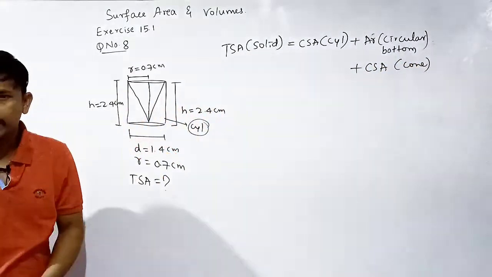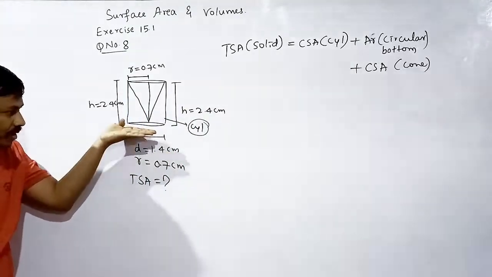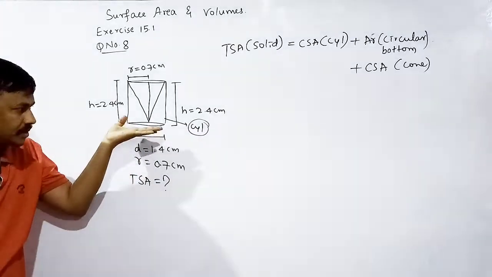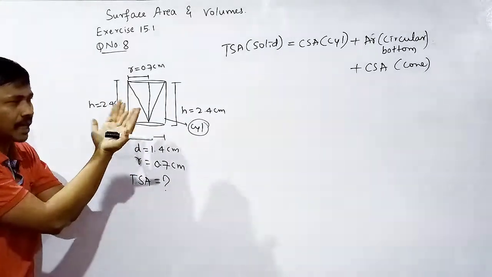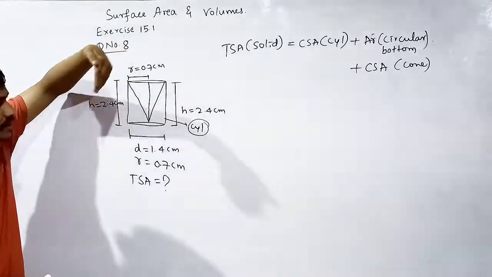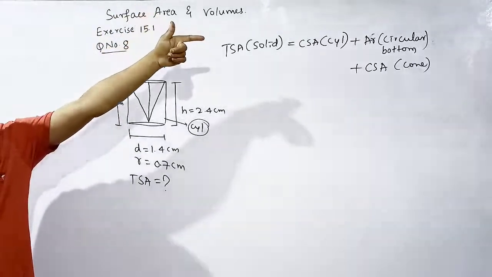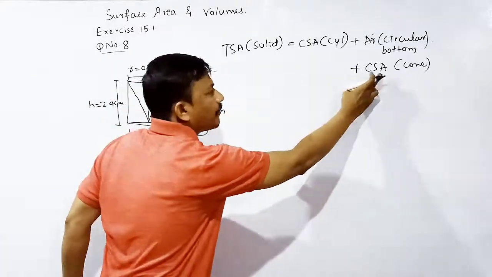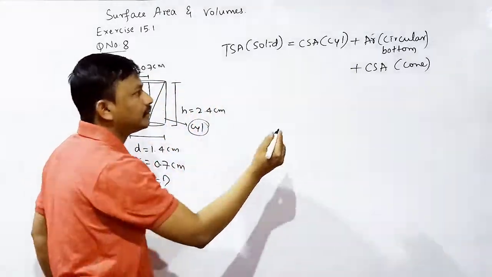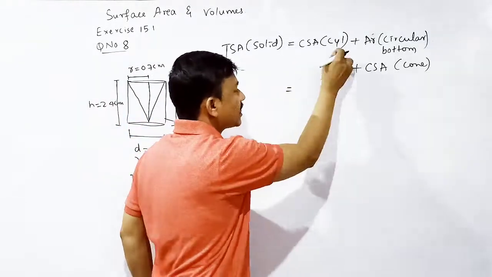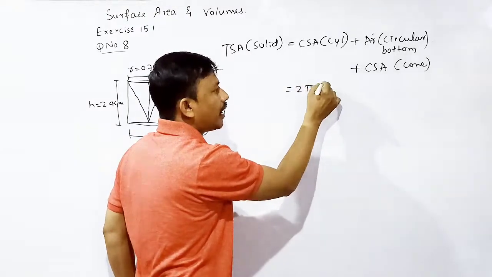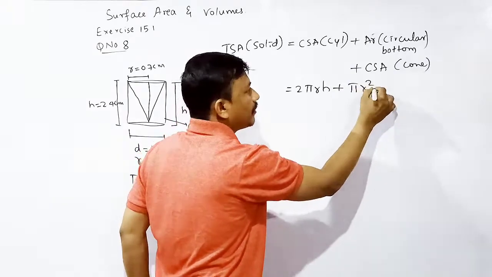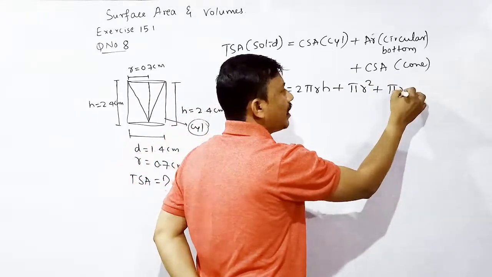Understood? Look here, the total surface area is nothing but what? The parts or the surfaces which we can feel. That means the lower surface, the side surfaces, and the inner surface of the cone. We need to add them. Added? Then to find the CSA of cone, what is the formula here? CSA of cylinder 2 pi r h, area of circle pi r square, plus CSA of cone pi r l.